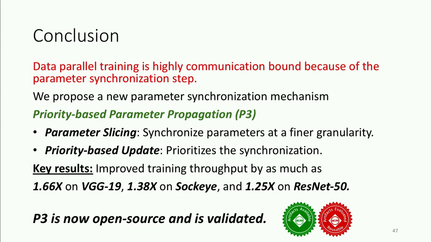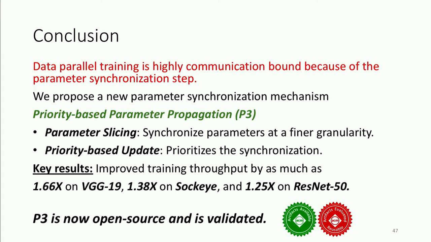So to conclude, in this work, we try to target the communication overhead of the parameter synchronization step and find ways to optimize that. Based on this problem, we propose a new parameter synchronization mechanism called P3, which implements two key optimizations. First one is parameter slicing, which synchronizes parameters at a finer granularity than is done right now. And we also consider the priority of the layers and synchronize them according to that, which is priority-based updates.